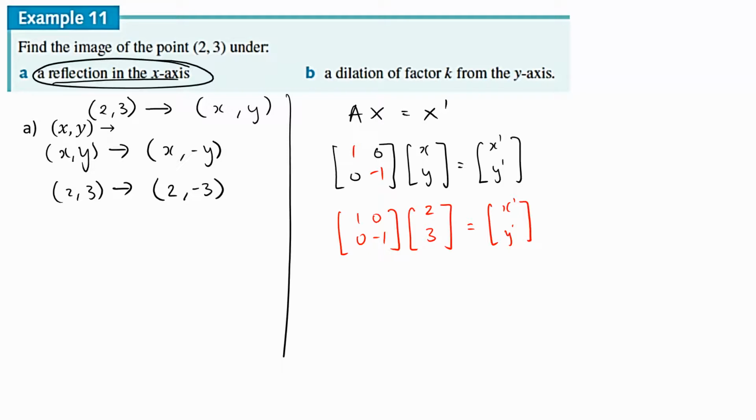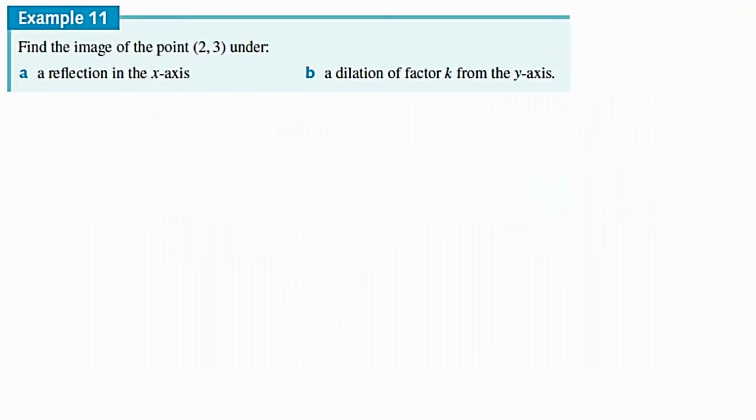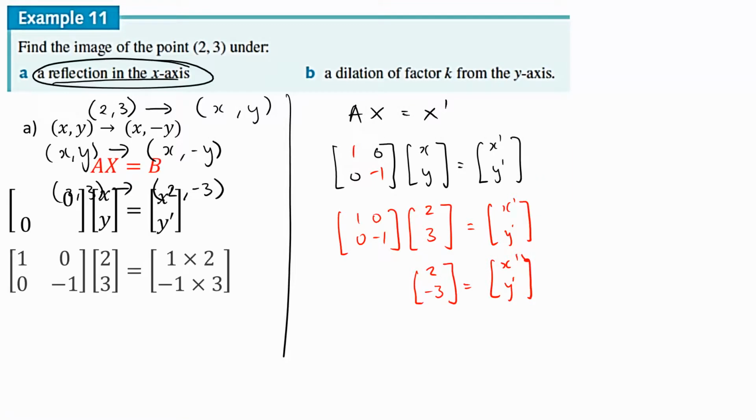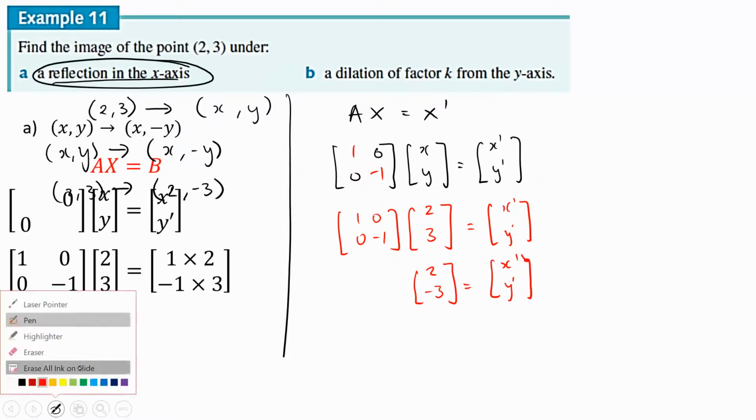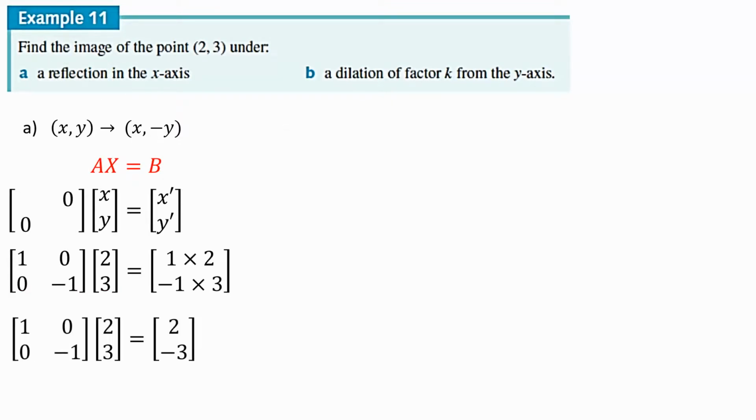Let's do row 2, column 1. 0 times 2 is 0. Negative 1 times 3, negative 3. So yeah, the result would end up being 2, negative 3, but you've just used matrices to do the transformation. Okay? If you wanted a neater version, that's your neater version. So that's 1, negative 1. Okay?